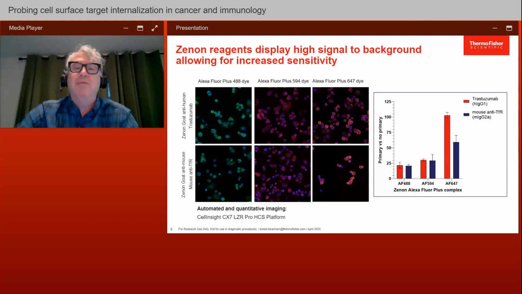These are nice ways to... This is another comparison that people often want to make in this space: cell surface versus internalized target binding.